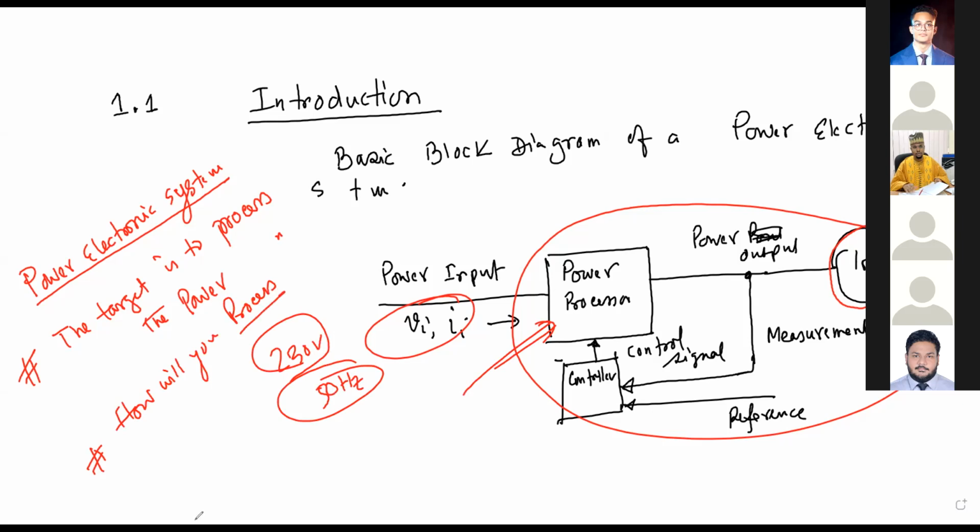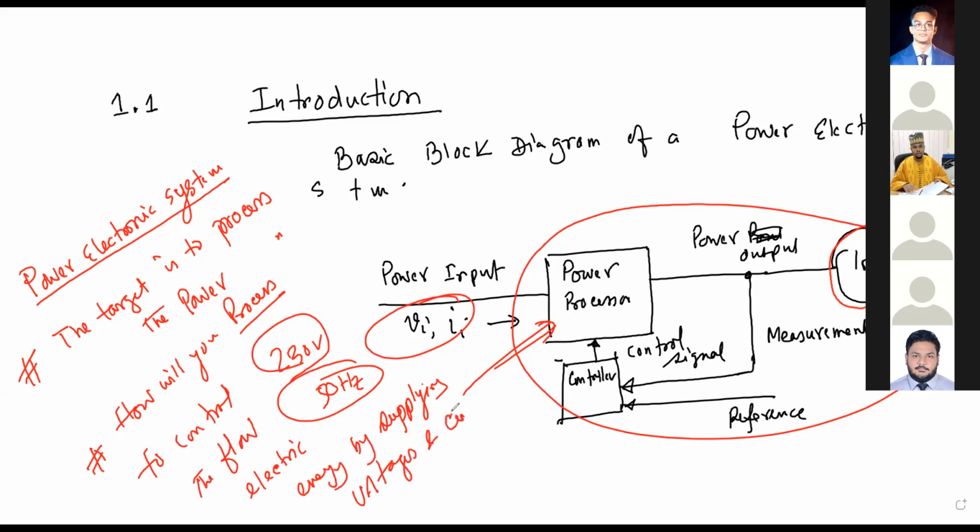The modality is to control the flow of electric energy by supplying voltages and currents in a form that is optimally, not efficiently, optimally suited for user loads. You got the idea? We have to process the power. How?